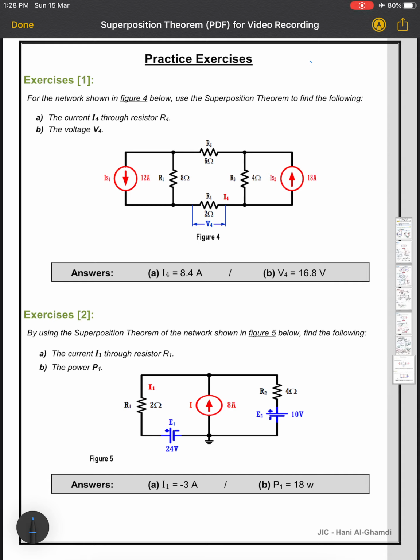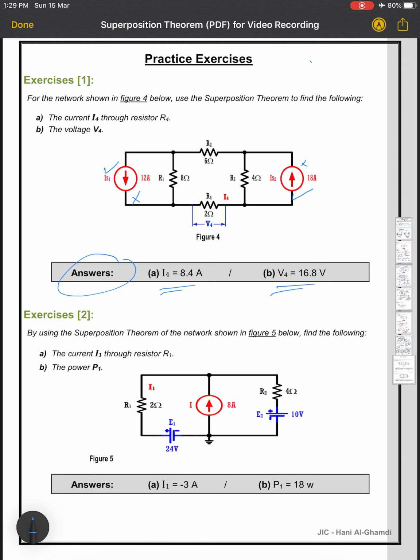I have exercise number 1. It says, for the network shown in figure 4 below, use the superposition theorem to find the following: I4 and V4. You have two current sources this time. So for IS1 one time, you will remove IS2, then find your prime values. After that, use IS2 and remove IS1 and find the double prime values, currents or voltages. After that, find the actual values by adding and subtracting. It's a very easy example here. So the answer is here, this is the I4 and this is the V4.